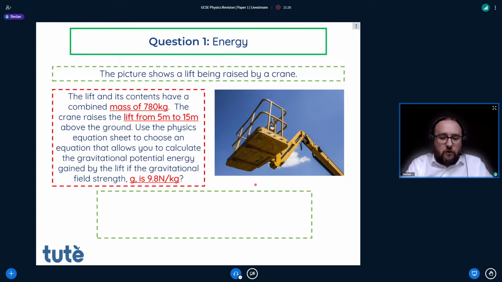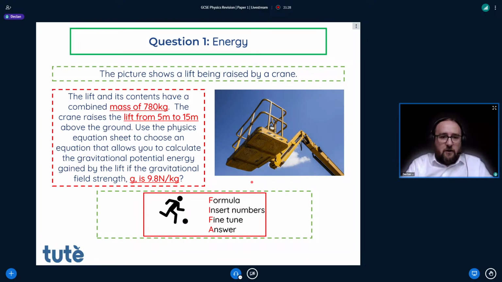So we can use this information to try and help us find the correct equation. Lucky for you guys, this year, you get given the equation sheet. So we're going to look at the equation sheet to make sure to find our equation. And we're going to set our answer out using this acronym here, FIFA, I like to call it, where we always start off with writing down the formula. We insert our numbers, we fine tune, and then we make sure we write down our answer with our units. So to start off with, we need to find our formula.